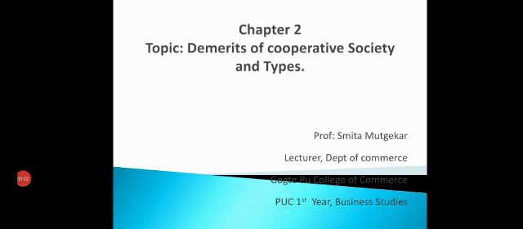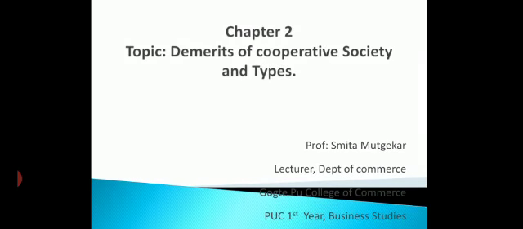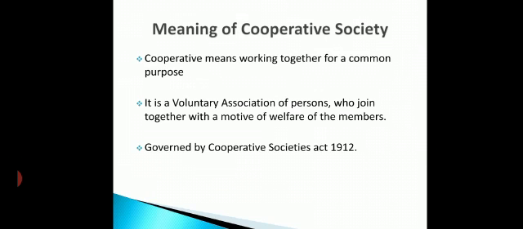Dear students, today we are going to deal with a topic from chapter 2, Demerits of Cooperative Society and its types. In the previous class, you might have already studied the meaning of cooperative society, merits of cooperative society, and even features of cooperative society. We'll just revise the previous class to know better about demerits and types of cooperative society.